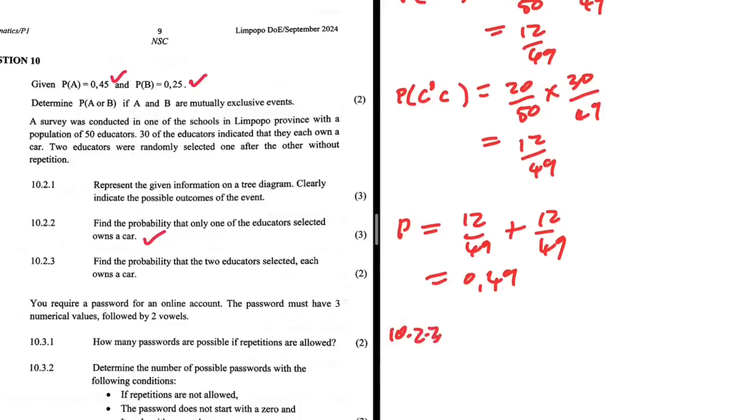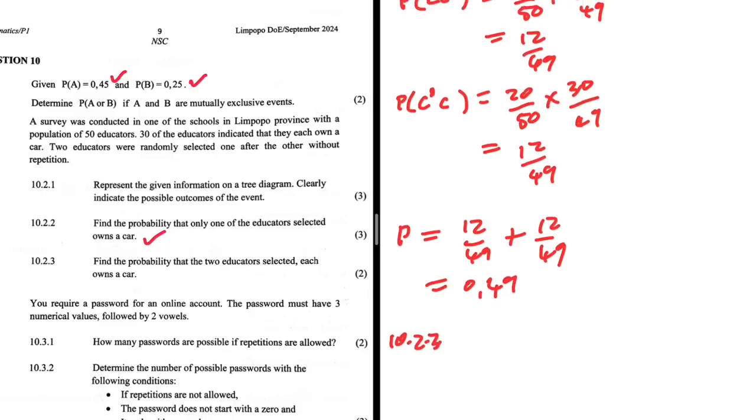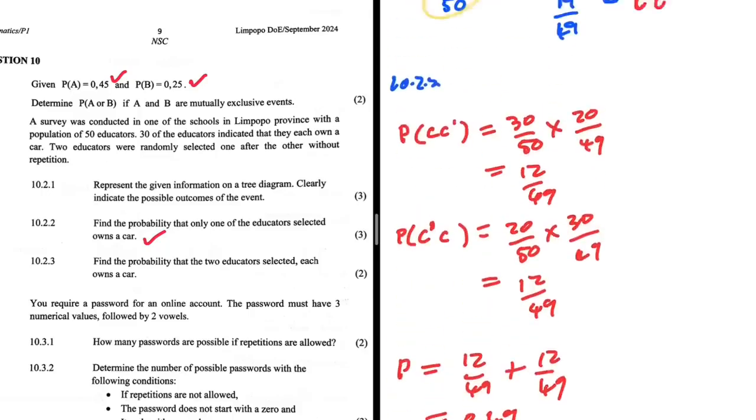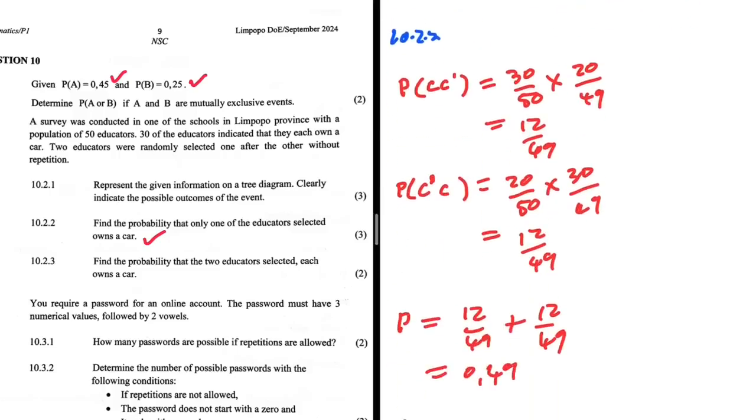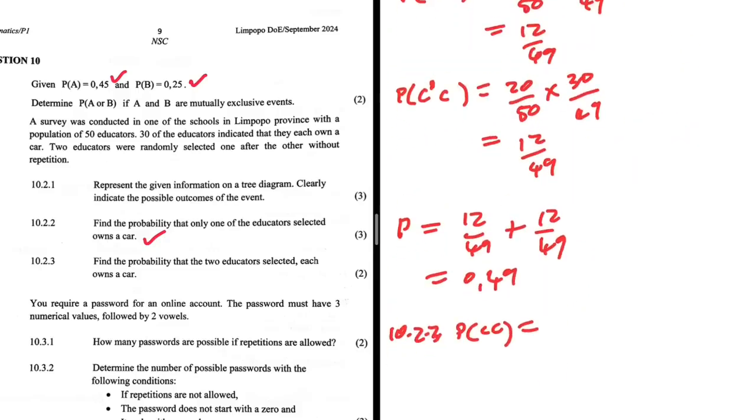Find the probability that the two educators selected each own a car. So we want the probability that the two educators selected each own a car. So this is what we're interested in, right? So the probability that the two teachers selected own a car will be 30 over 50. That's the first one. And then when we select the second one, we're left with 29 over 49. Okay, so 30 over 50 multiplied by 29 over 49.